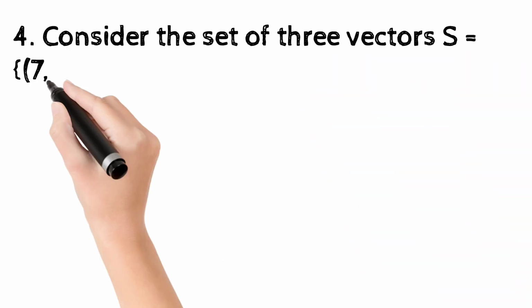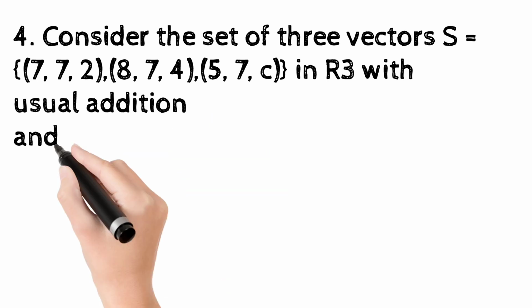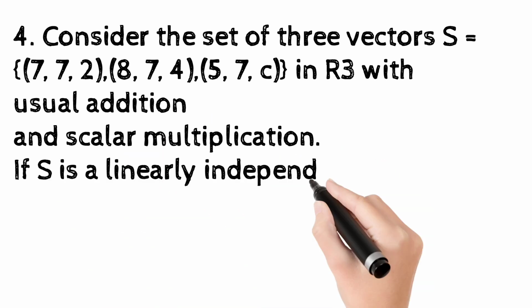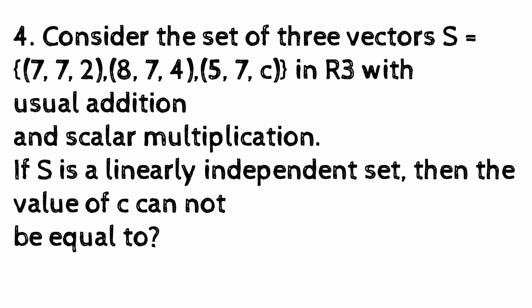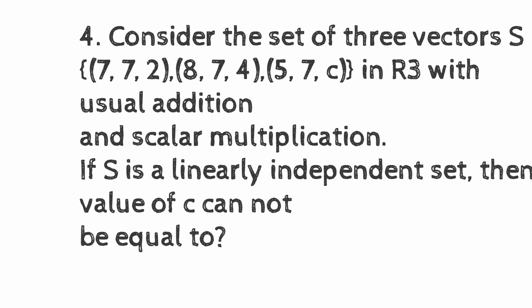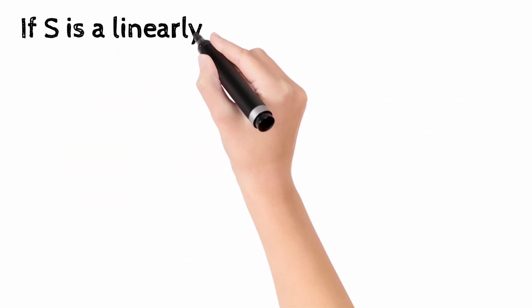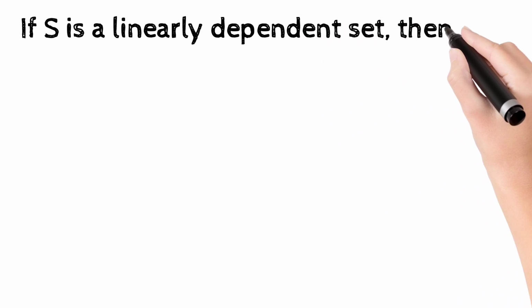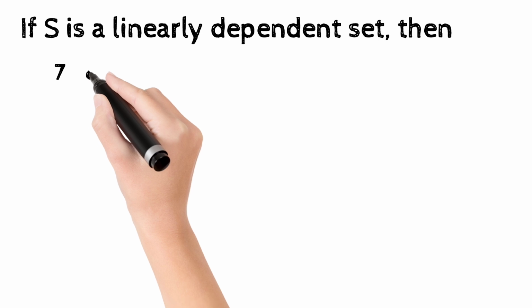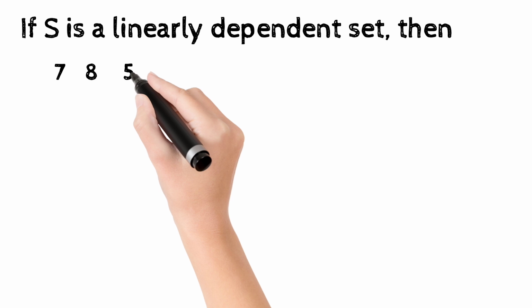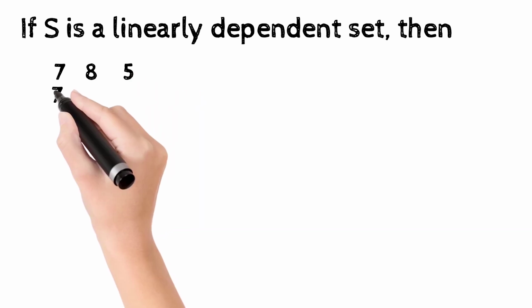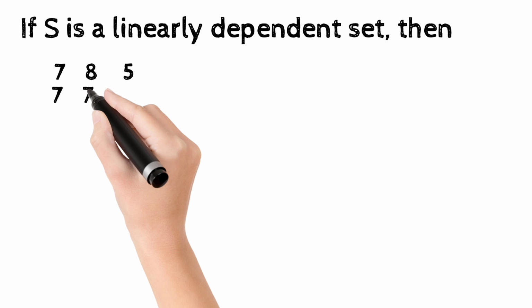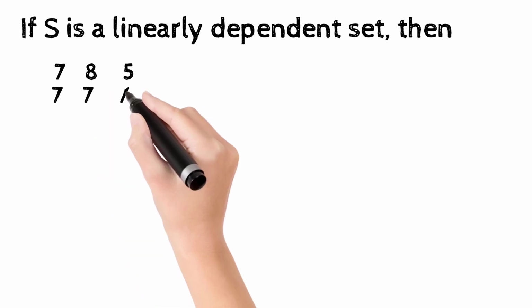So now we have our question number 4: consider the set of 3 vectors S = {(7, 7, 2), (8, 7, 4), (5, 7, c)} in R cube with usual addition and scalar multiplication. If S is a linearly dependent set, then the value of c cannot be equal to what? So now let's find the answer. If S is a linearly dependent set, then the determinant of the given set will equal 0. So 7, 8, 5, 7, 7, 7 and 2, 4, c is equal to 0, as I'm writing here in the table.